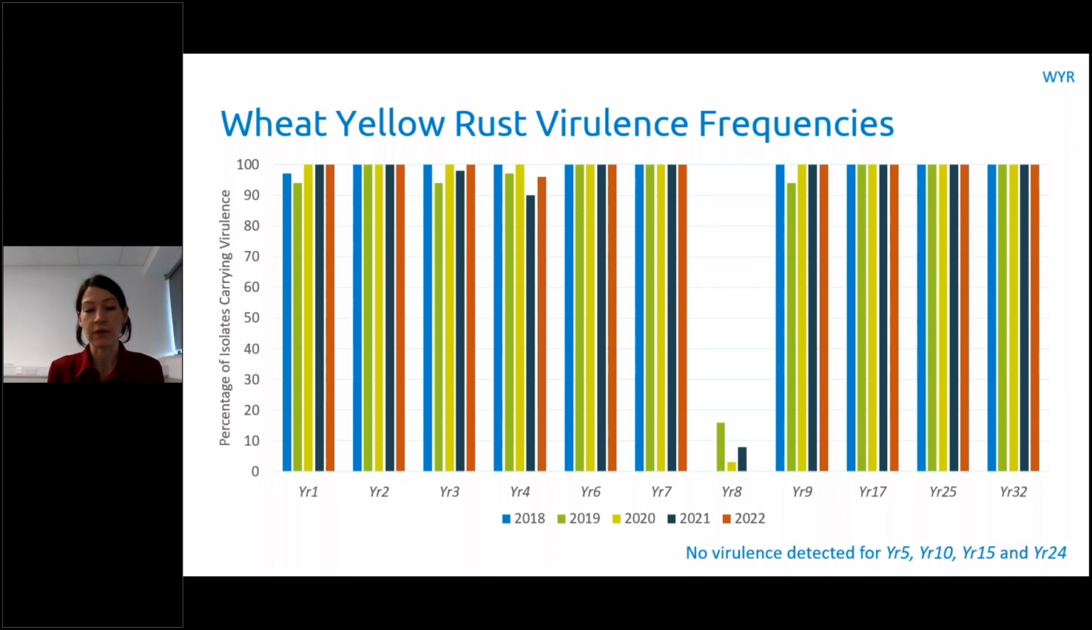been seen in previous years. So we've got the data for the last 5 years here, but it was virulence for YR8 that we were particularly interested in, and I didn't detect any isolates from 2022 that had virulence for YR8, so that disappeared. And I should point out that no virulence was detected for YR5, 10, 15 or 24 either.